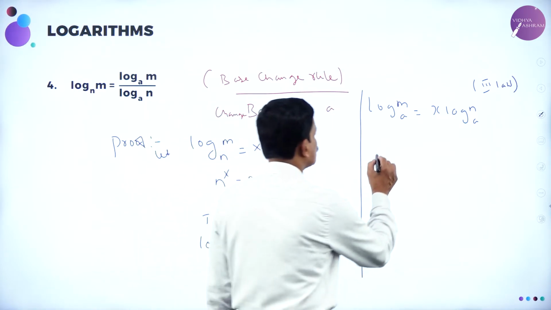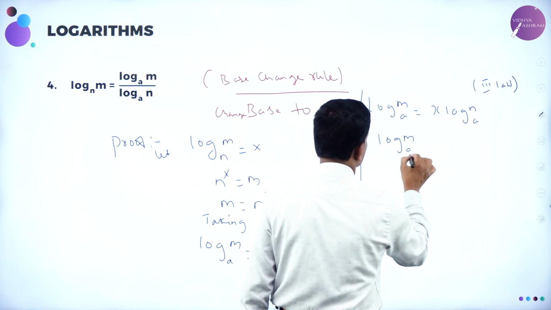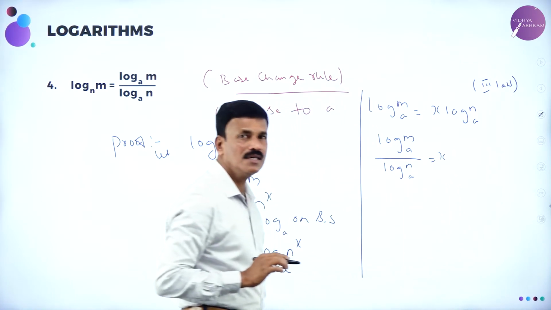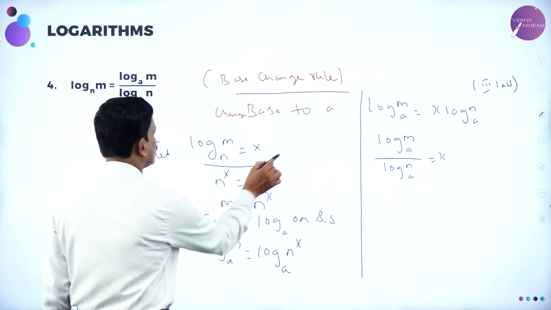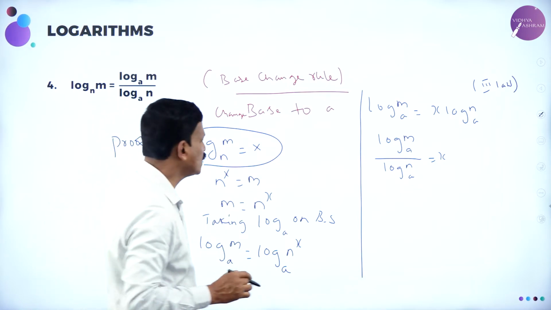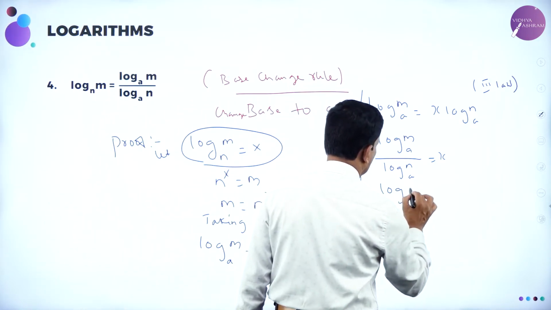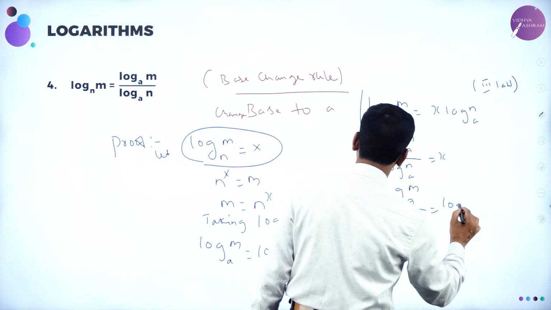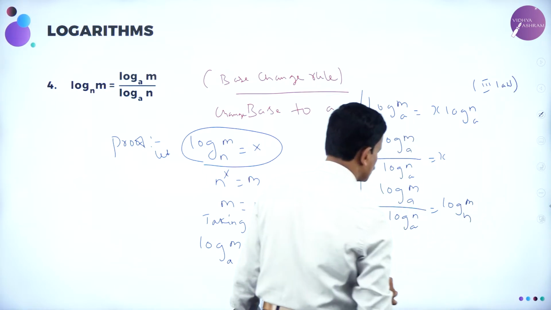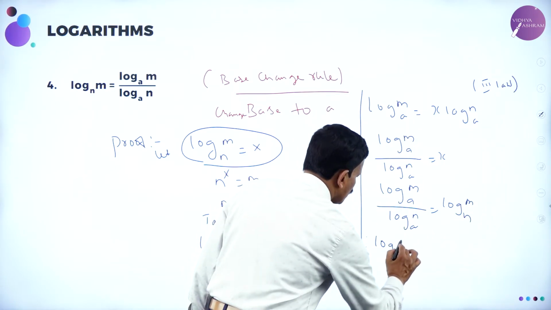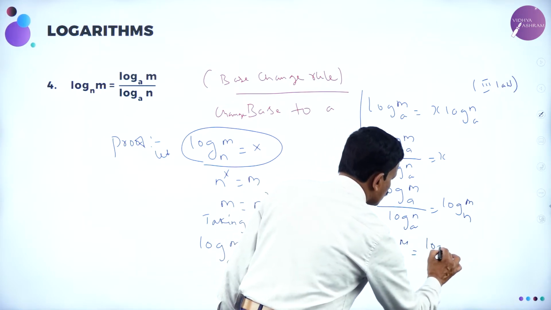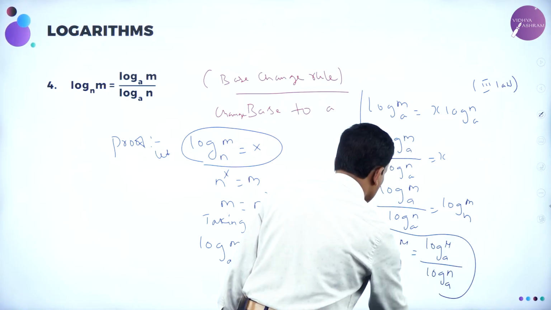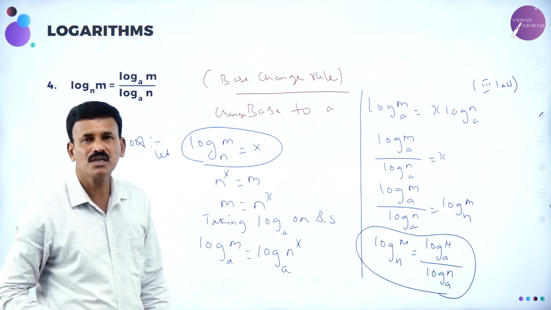What is x from this? So, logarithm of m to base a divided by logarithm of n to base a is equal to x. That's all. Now, substitute the value of x. What is x we have taken? x is equal to log m to base n. So, logarithm of m to base a divided by logarithm of n to base a is equal to logarithm of m to base n. So, put it in order. Therefore, logarithm of m to base n is also equal to log m to base a divided by log n to base a. This is called your base change rule. That's it. Very simple.